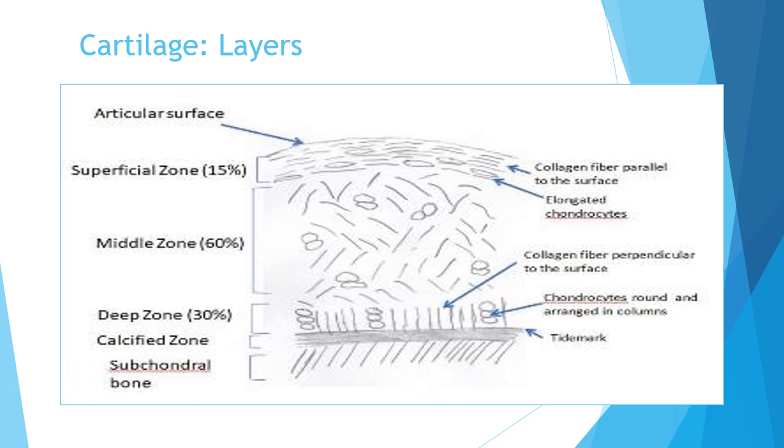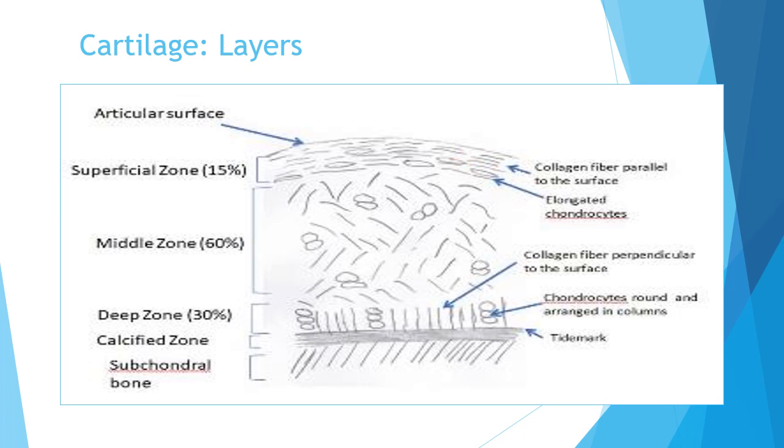So the first layer is the superficial zone. It is only 10 to 15%, so it is the thinnest layer of the articular cartilage, and it is characterized by collagen fibers that are parallel to the articular surface. So here is the articular surface, and the collagen fibers are parallel. All the cells are elongated and lie along the axis of this layer, parallel to the axis of the articular cartilage.